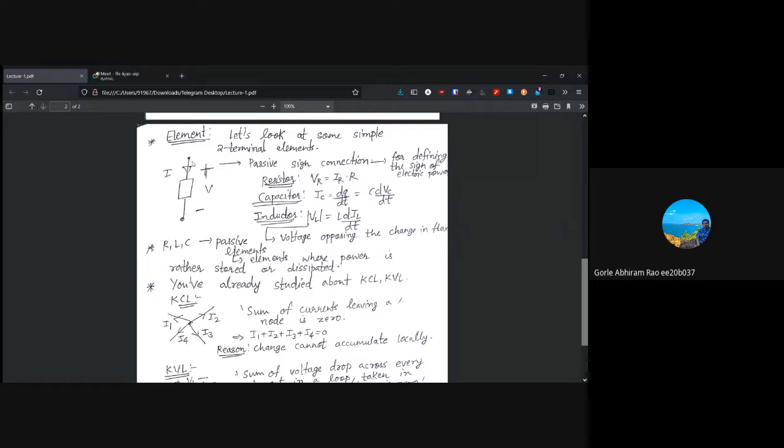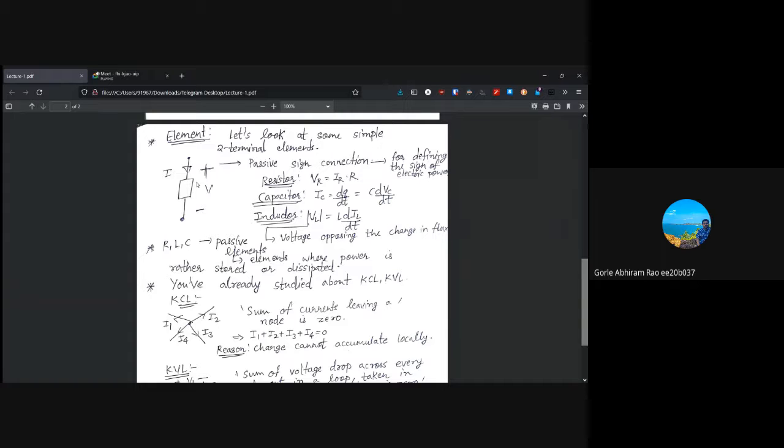Basically, this sign convention that we're using for the voltage, plus and minus, and the current flowing from top to bottom, is our passive sign convention. To make sense of any particular electrical element in a circuit, we need to know the potential difference across the terminals of the element and the current flowing through it. So let us say this element is, for example, a resistor.